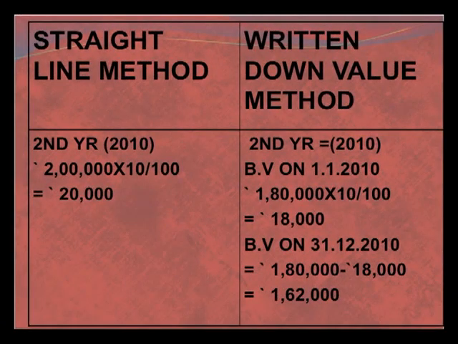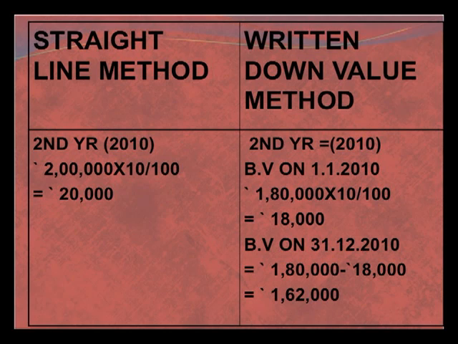In the second year, you see that under the straight line method, we are again charging a constant amount of depreciation at the rate of 10%, rupees 20,000. But in the written down value method, we are calculating the depreciation not on rupees 2 lakh, but on the book value of the asset which remains at the end of the first year.